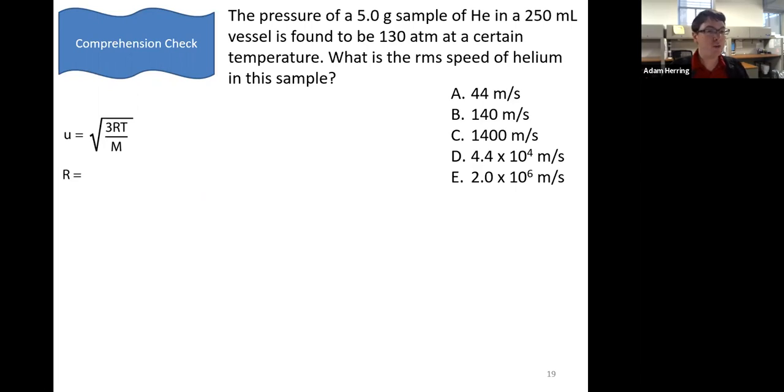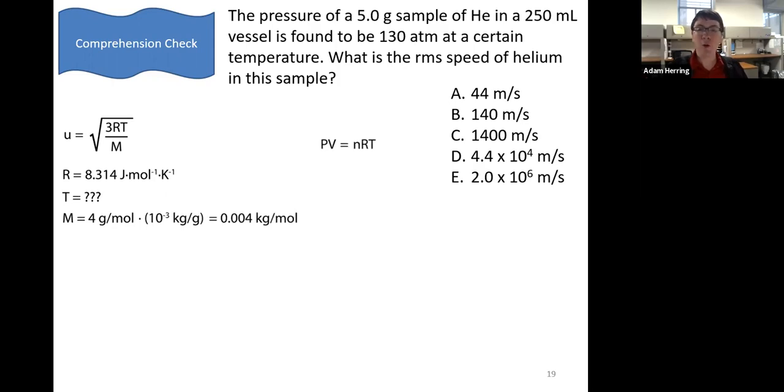Now, the R value for the root mean square speed is 8.314 joules per mole per degree Kelvin. But we don't know the temperature. Molar mass is 4 grams per mole, and we need this to be in kilograms because of the units of joules. Again, we can use the ideal gas law in order to find the temperature because we know the pressure and we know the volume. So we can rearrange this equation to solve for temperature.